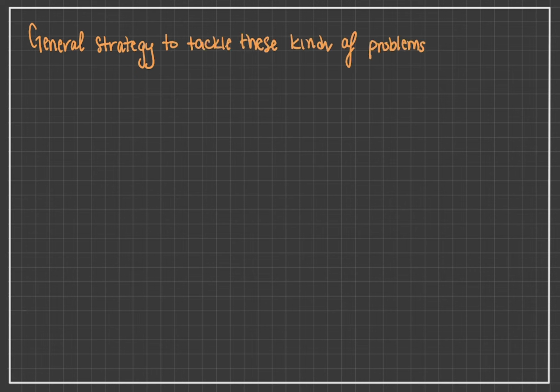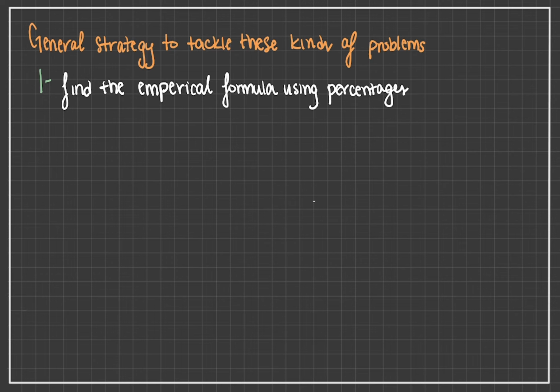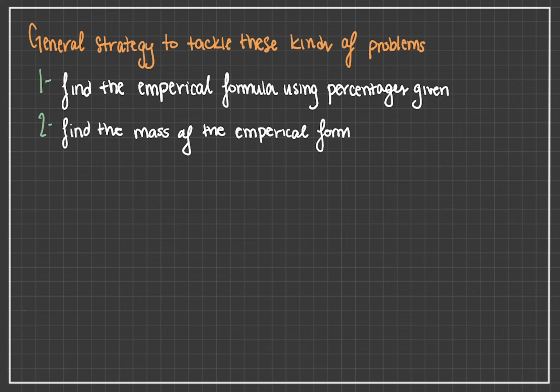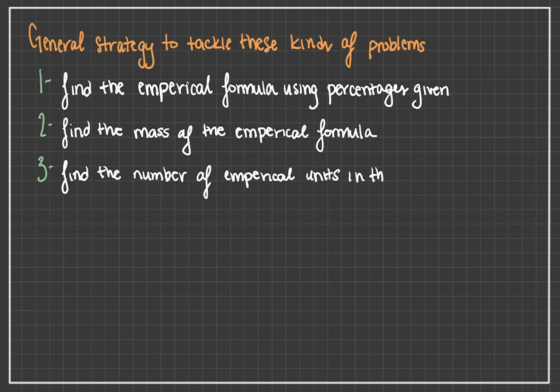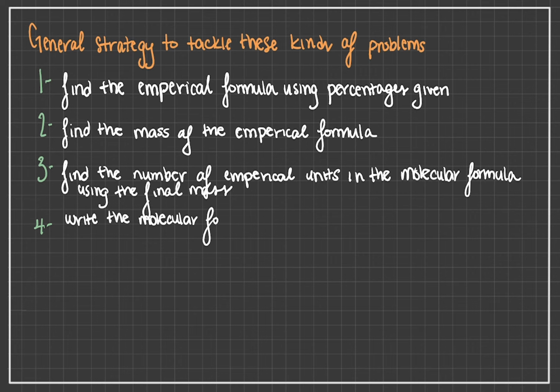There is a general strategy when it comes to these kinds of problems. The first step is finding the empirical formula using the percentages that you have been given. The second step is finding the mass of the empirical formula, which is done by using mole ratios as well as the molar mass of each element. The third step is finding the number of empirical units in the molecular formula using their respective masses. And then the fourth is writing the final molecular formula.